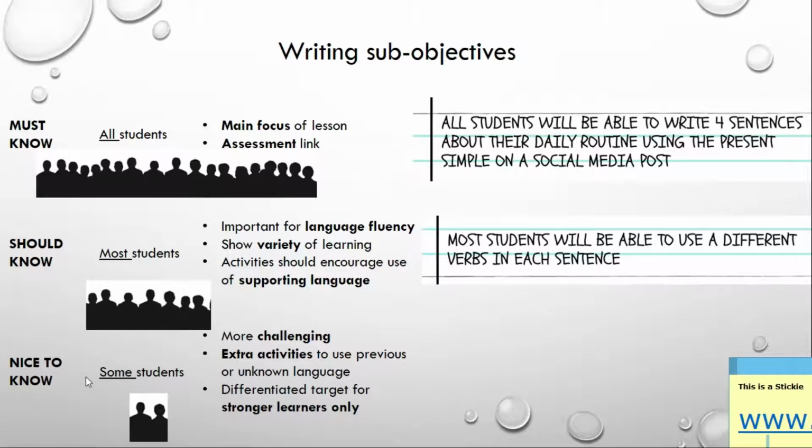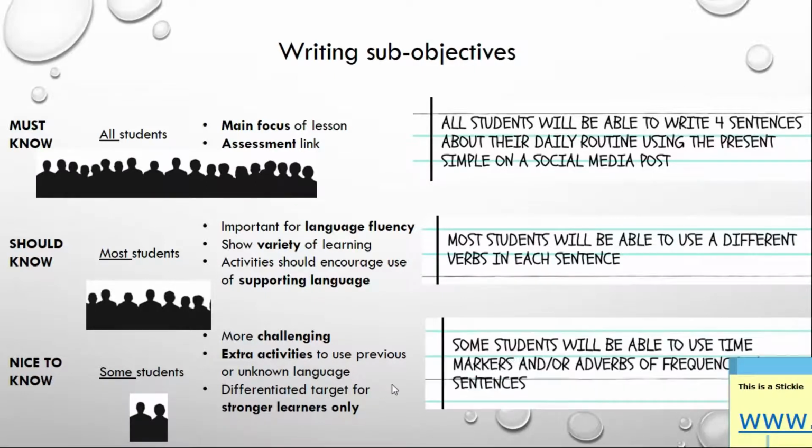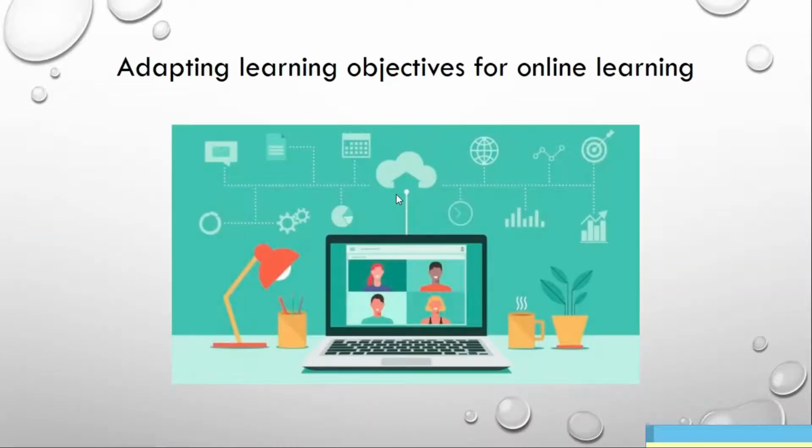And then think about those students that might want to learn a bit more. They find language a bit easy. They may be a bit high for that level, but you could set them activities related to this task that challenge them. They need to have differentiated targets. So some students will be able to use time markers or adverbs of frequency in 2 sentences. Again, this is all on the website, but it's something you consider when you're writing your learning objectives.